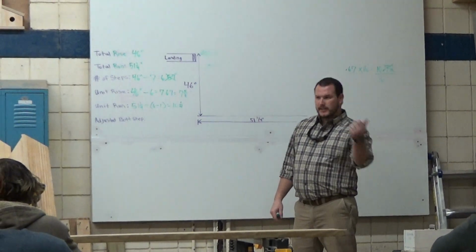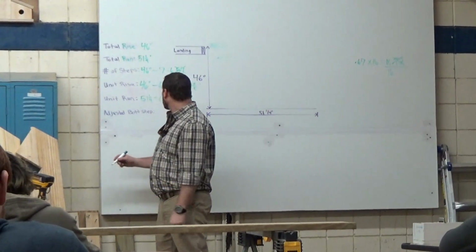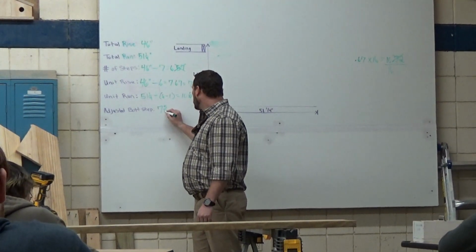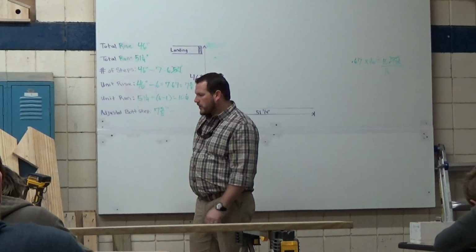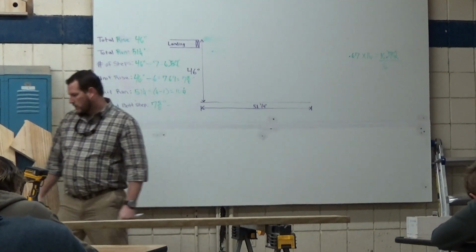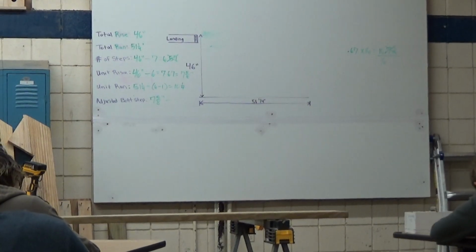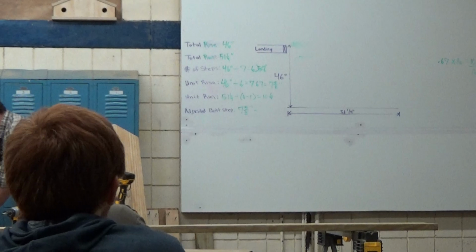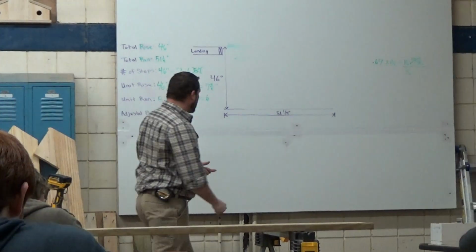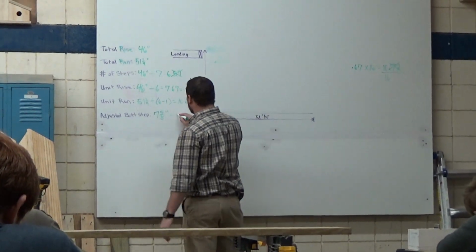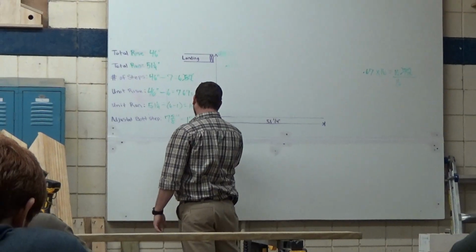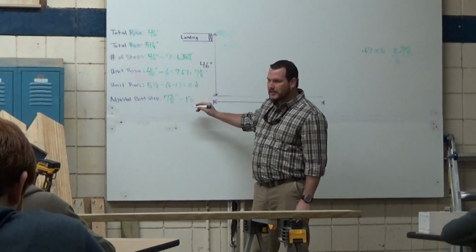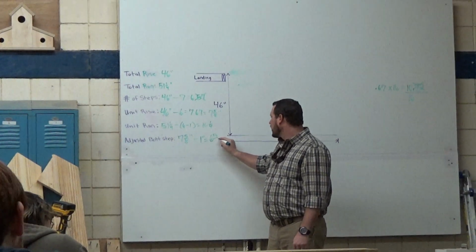Unit rise minus the tread thickness. What is my unit rise? 7 5/8. Minus my tread thickness. The tread thickness we talked about the other day is standard, going to come to 1 inch. Now it depends on if you're outdoors and what you're using for a tread, but in this case it's 1 inch. So 7 5/8 minus 1 inch is 6 5/8.